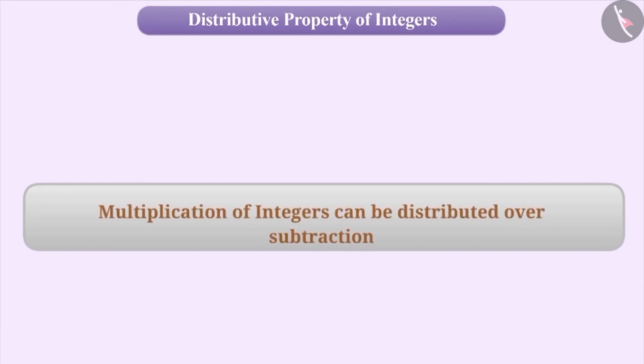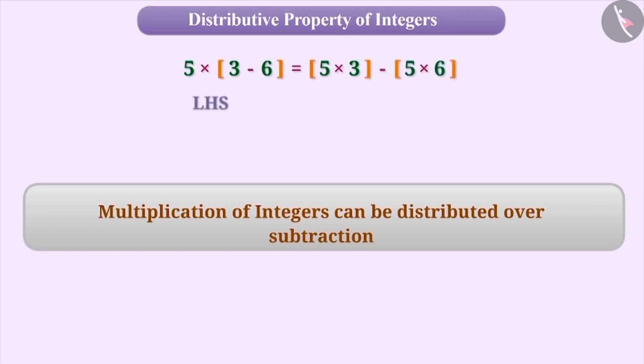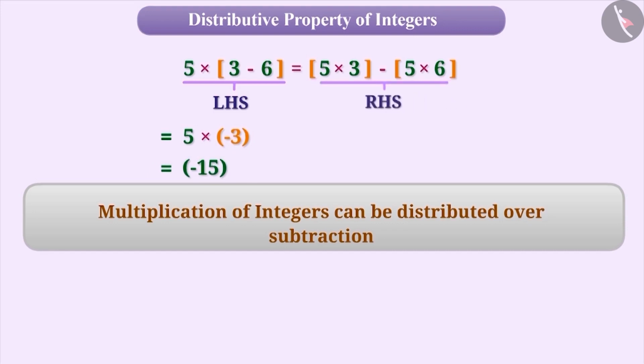Multiplication of integers can also be distributed over subtraction. For example, we can say that 5 multiplied by (3 minus 6) is equal to 5 multiplied by 3 minus 5 multiplied by 6. Here the value of the LHS, 5 multiplied by (3 minus 6), is 5 multiplied by minus 3, that is minus 15. Similarly, the value of the RHS, 5 multiplied by 3 minus 5 multiplied by 6, is 15 minus 30, that is minus 15. The result is the same in both the conditions.